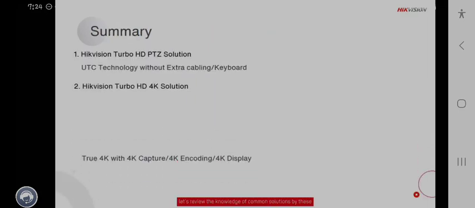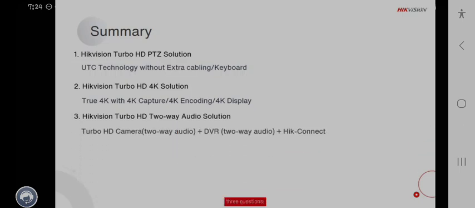Okay, let's review the knowledge of common solutions by these three questions. First one, what is Hikvision Turbo HD PTZ solution? The Turbo HD PTZ solution uses UTC technology without extra cabling, with a keyboard to control the PTZ camera. Second, what are the key points in Turbo HD 4K solution? True 4K with 4K capture, 4K encoding and 4K displaying. Last question, what kinds of devices or software do we need in a two-way audio solution? Turbo HD camera and DVR with two-way audio and Hikvision app.